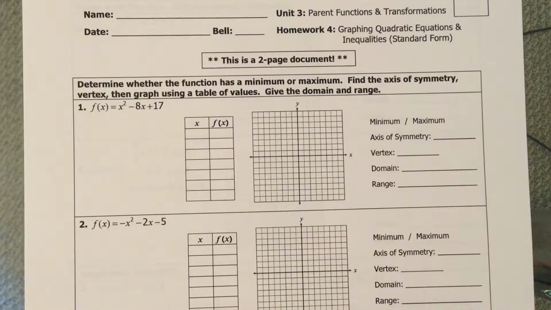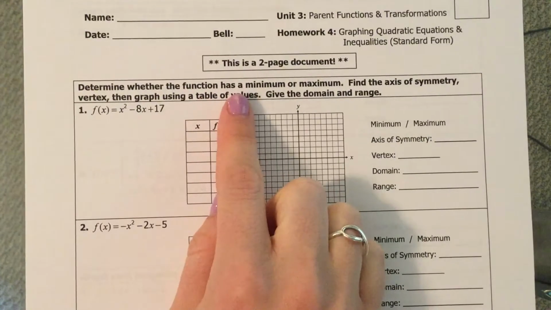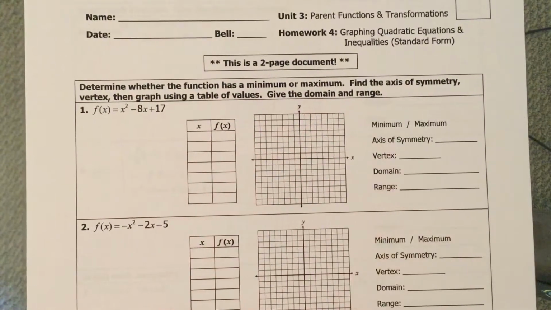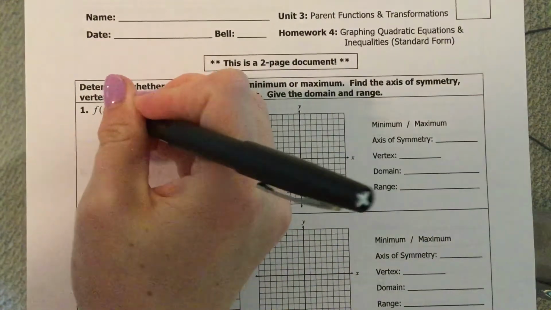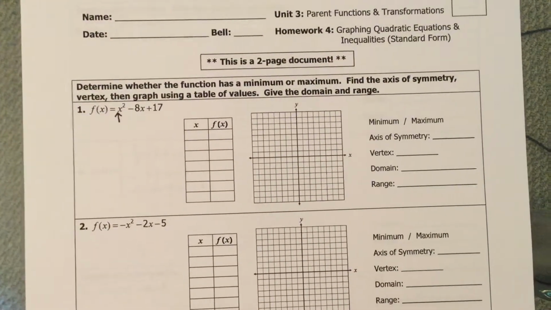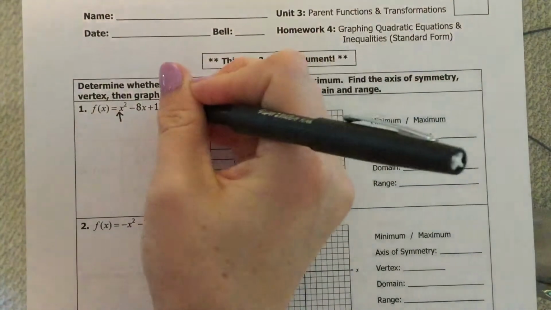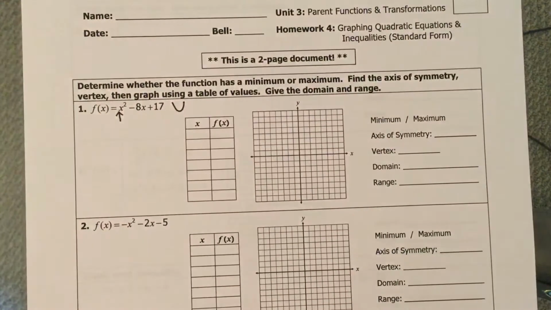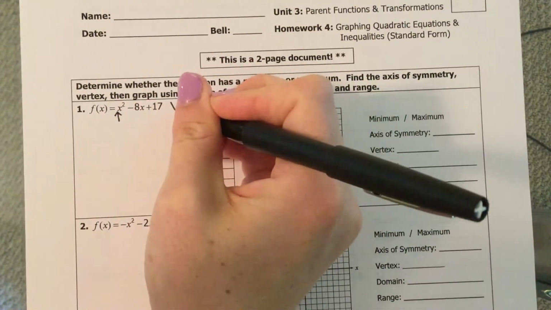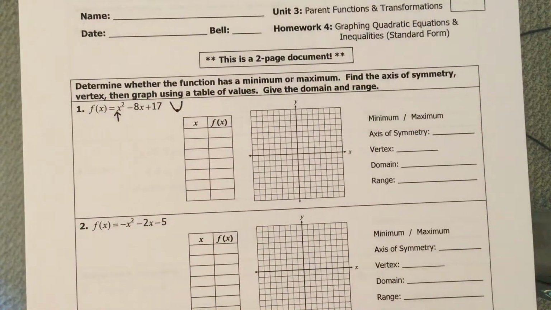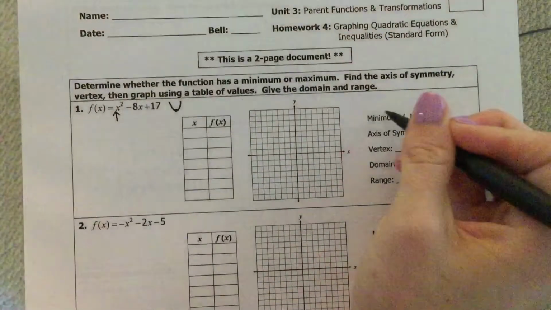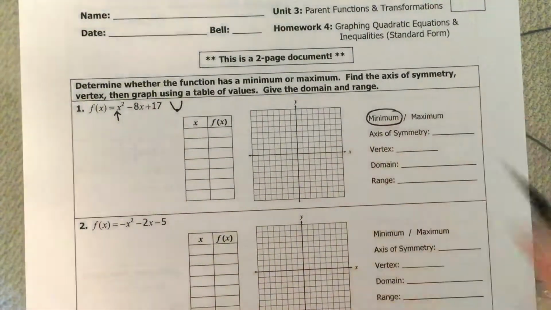The very first thing you do is figure out whether the function has a minimum or a maximum, and that's all based on this leading term right here. When that leading term is positive, you know the graph is going to open upward like this. So the vertex would be the very lowest point on the graph, and if that's the very lowest point, you would say that the function has a minimum.